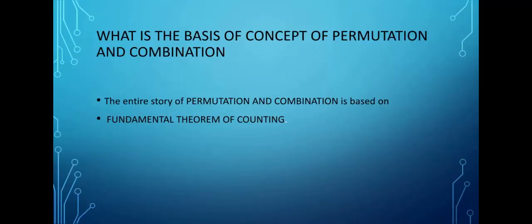Now let us know what is the basis of the concept of permutation and combination. Most interestingly, the entire story of permutation and combination, that means arrangement and selection, is based on the fundamental theorem of counting. This is a new concept again. Before getting into the subject content of permutation and combination, we must know what the fundamental theorem of counting is. In my next video, this will be discussed.